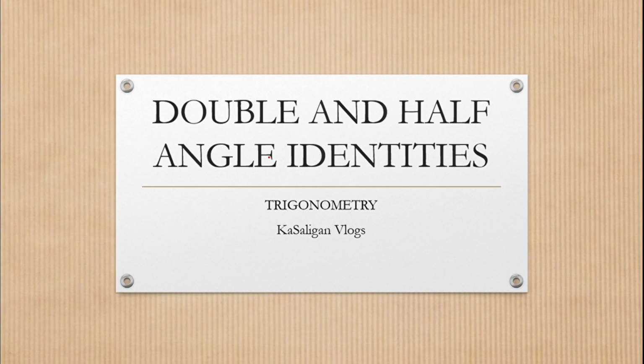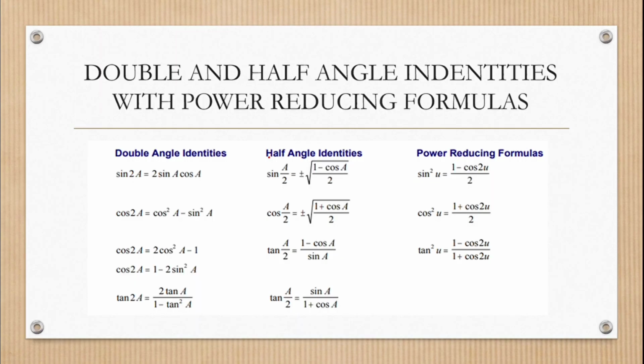Today we'll be talking about double and half angle identities, in trigonometry. Good luck and God bless, because I'll be teaching you how to solve problems like this. We have here the double and half angle identities with power reducing formulas. Take note of these double angle identities. I also included the power reducing formulas here because they're somewhat related.